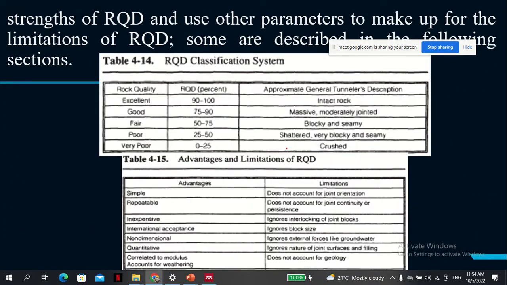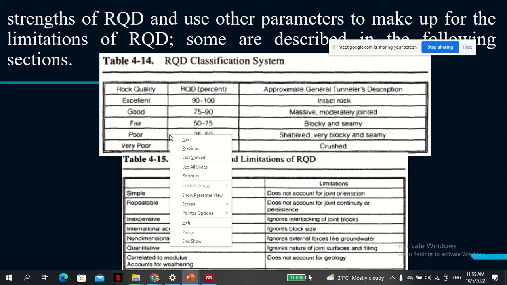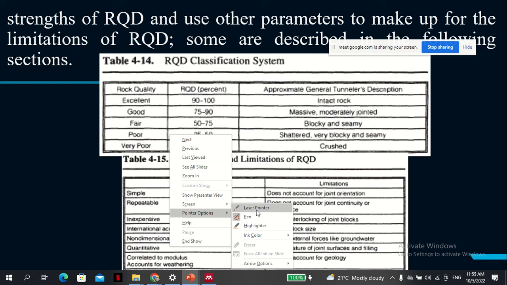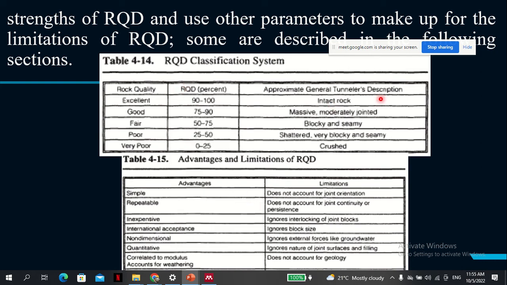So these are some descriptive words. If you get an RQD of 90 to 100%, that's intact rock, excellent. Good is between 75 to 90, massive, moderately jointed. Fair is 50 to 75, blocky and seamy. Poor is below that. You can see these are the descriptive words from Terzaghi as well.